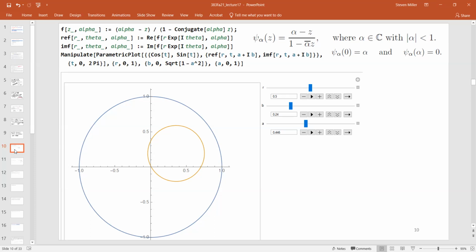So what I'm trying to do here is to show you what this map looks like. Again, we'll show in a few minutes that it does map the unit disk to the unit disk. What I'm doing here is I've defined a couple of functions, and I'm taking the real and the imaginary part of my function, alpha minus Z over 1 minus conjugate of alpha Z. That way I can do a parametric plot. I'm plotting a circle centered at the origin of radius r, and that's becoming this goldish shape. Is that a circle, yes or no?